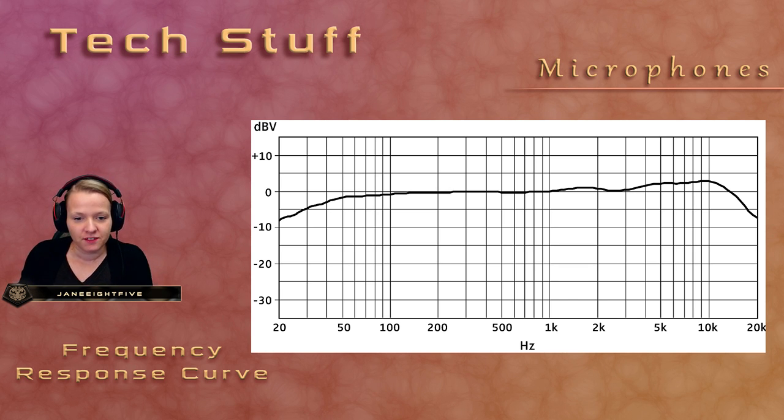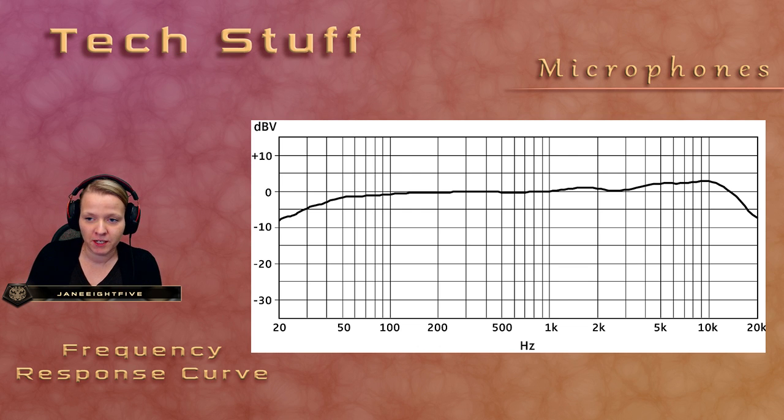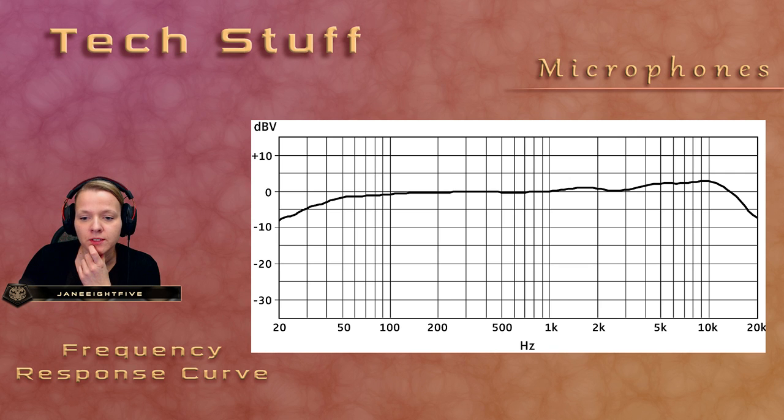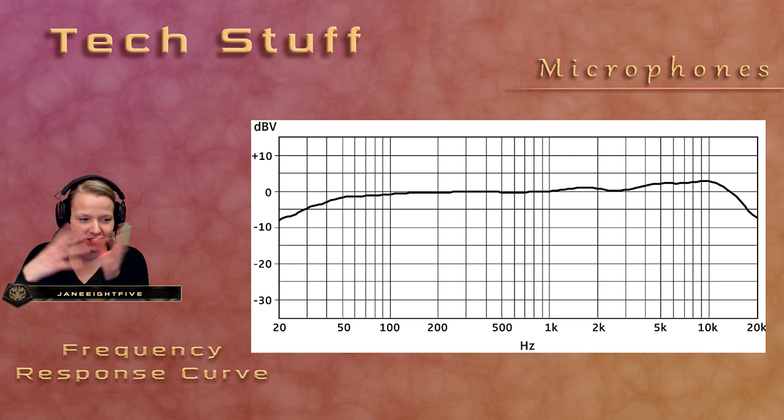So this is a frequency response curve. You see that when you want to buy a microphone. So what does it mean? The scale is logarithmic. You can see the frequencies on the bottom from 20 Hertz to 20,000 Hertz. That's a really huge range, a huge frequency thing.